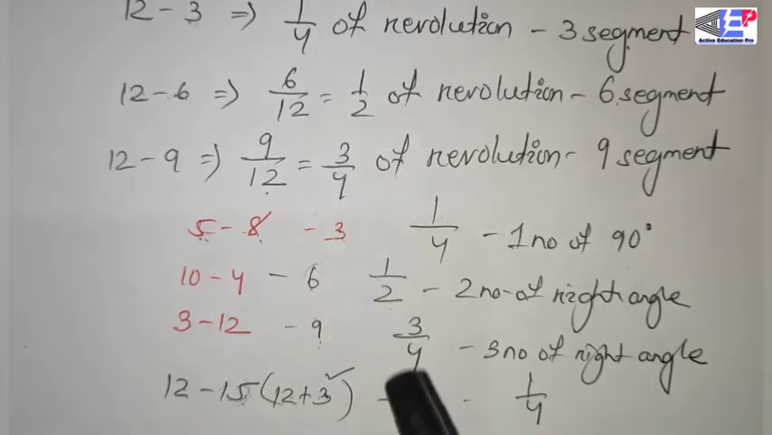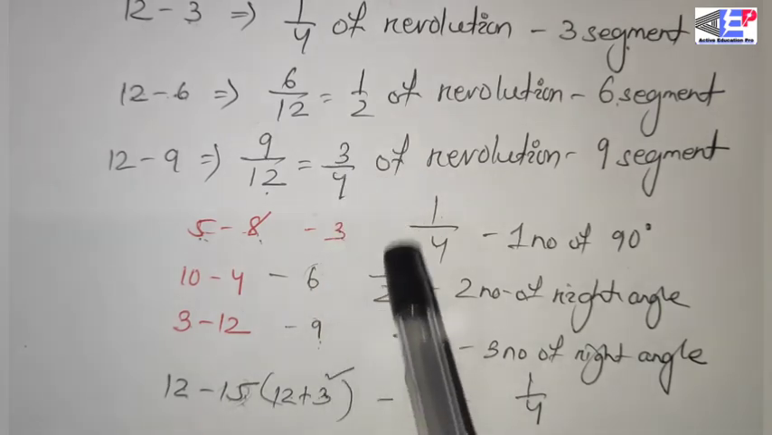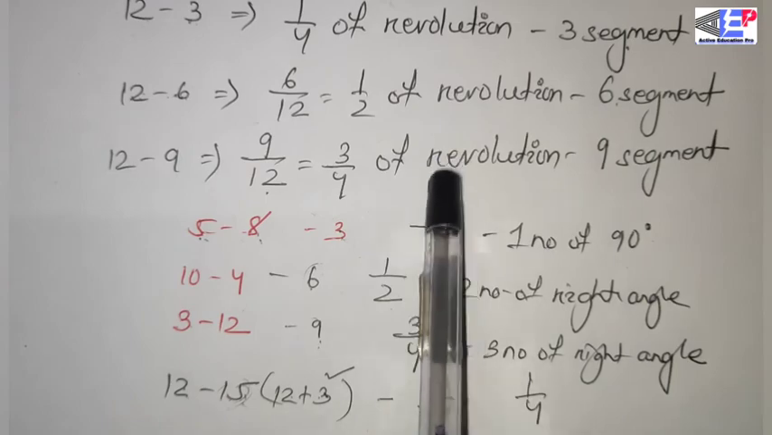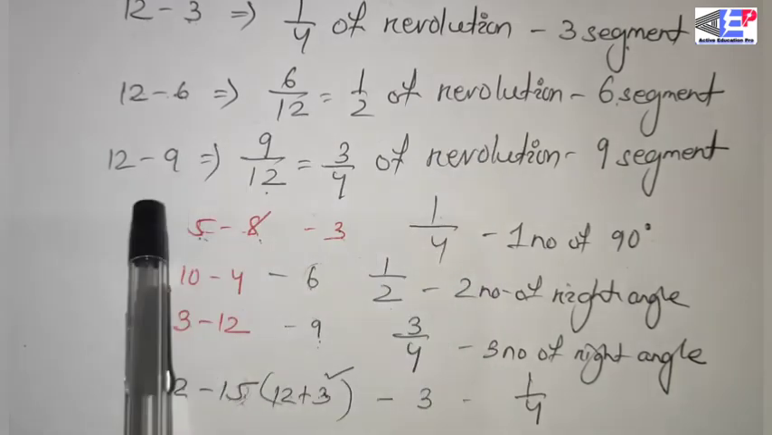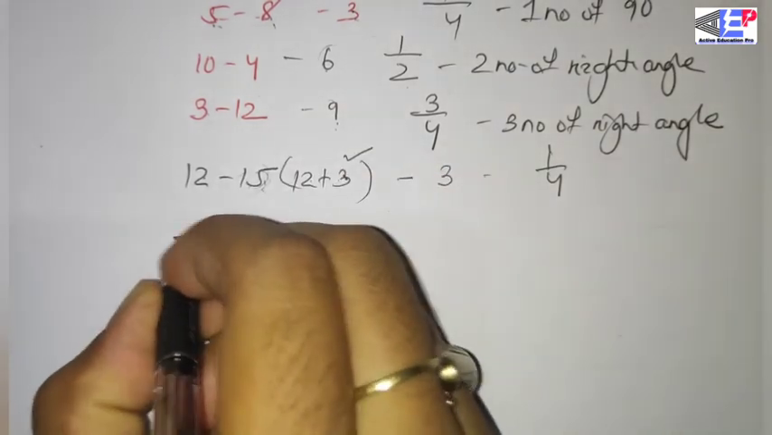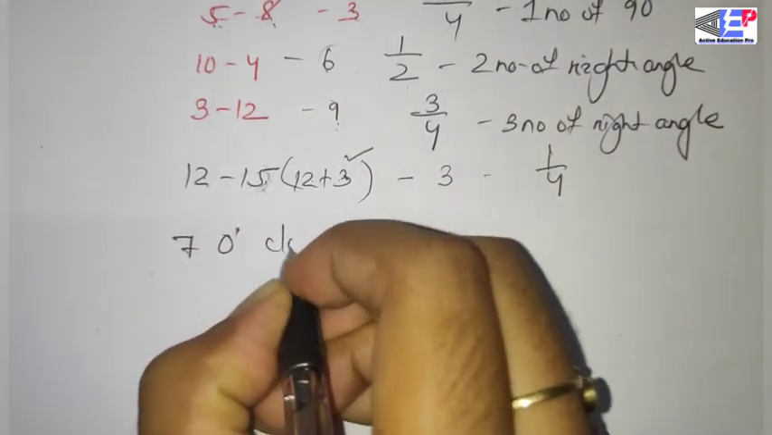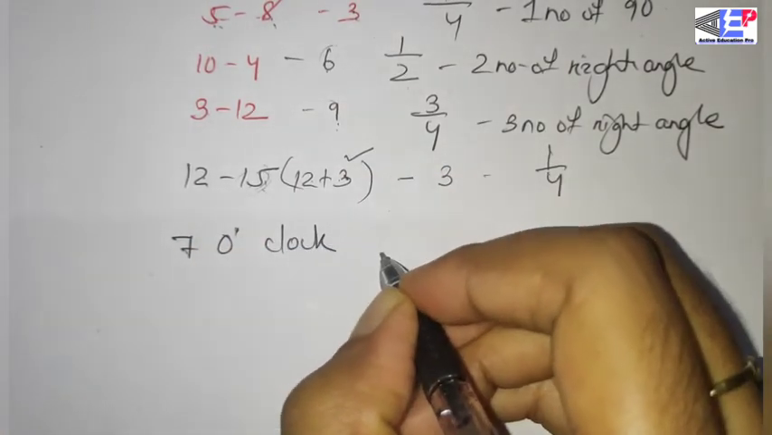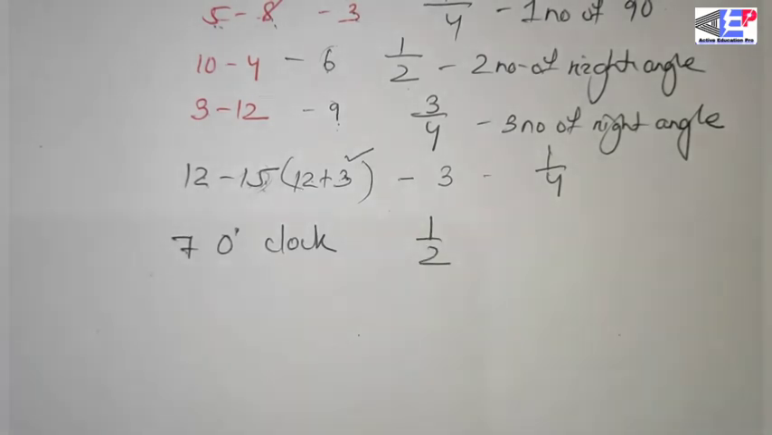But the question may be vice versa. You have been given the revolution and you have to find out the final reaching point of the hour hand. Suppose you are at 7 o'clock and you need to move half of the revolution.